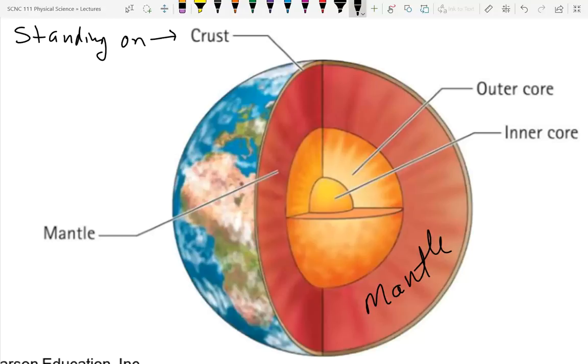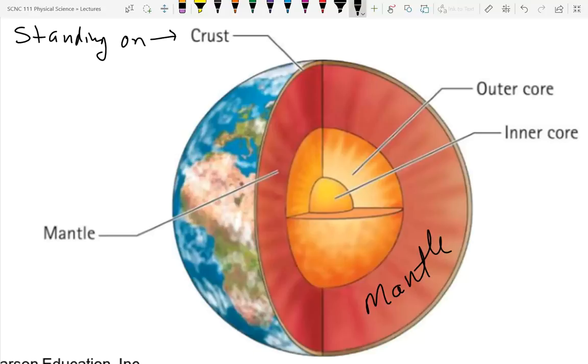Why is the temperature increasing? There are two reasons we believe for that. One is radioactive decays. Radioactive decays, we've learned, release energy. Radioactive materials here in the core are still releasing energy, heating up the core.